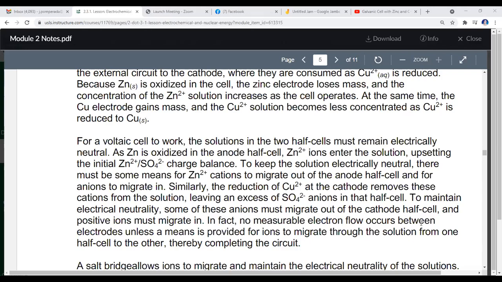To maintain electrical neutrality, some of these anions must migrate out of the cathode half cell. Kung sa anode, ang naga-migrate class is the cation, take note. Sa anode, where oxidation occurs, it's the cation that migrates. Now, allow me to speak in Ilonggo para maintindihan nyo. Kunti may zinc metal, kamuaging butang sa copper sulfate solution.